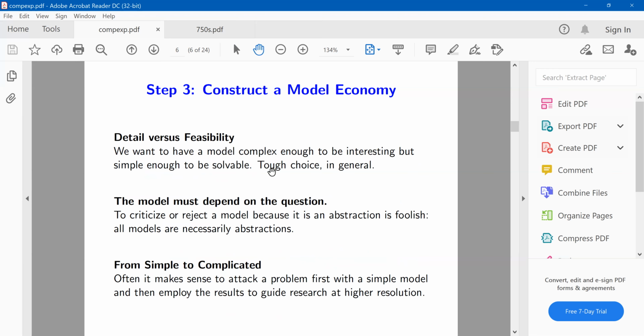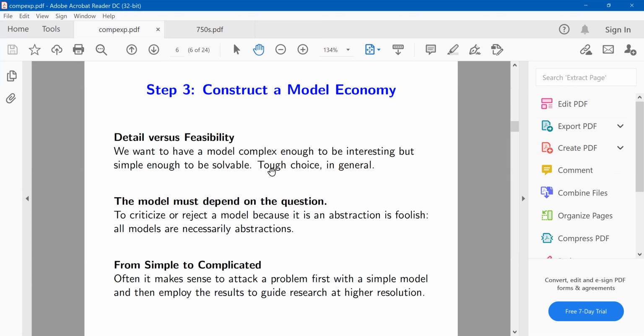Now, after choosing the fundamental theoretical system you're going to have, for instance, whether it's the endogenous growth model or whether it is a model with heterogeneous agents, then in the third step, you construct a particular model economy, right? So when I say a particular model economy, what I mean is writing down explicit utility functions, explicit production functions, explicitly defining every single agent in the economy, and so on and so forth. Okay. So when you are constructing a model economy, there are some things that you should be careful of.